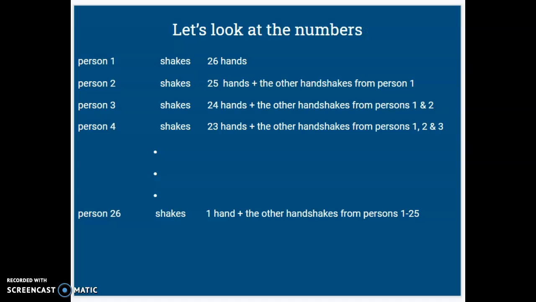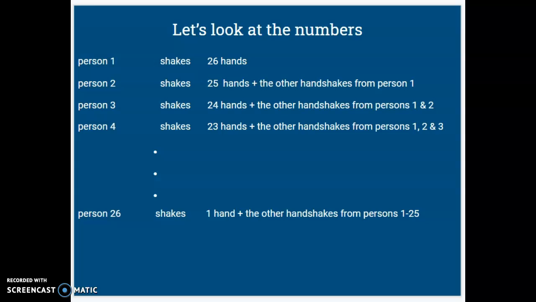Okay? So let's actually look at this in numbers. If person 1 shakes everybody's hand in the room, that's 26 handshakes. If person 2 shows up or starts shaking hands, that's going to be 25 handshakes plus the other handshakes from person 1. So basically, our number is going to get to 25 handshakes because person 1 already shook hands with person 2. We don't want to double count. So we're going to add together the handshakes from person 1 and their handshakes.